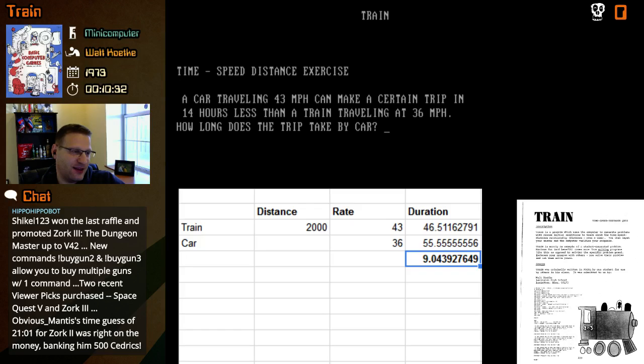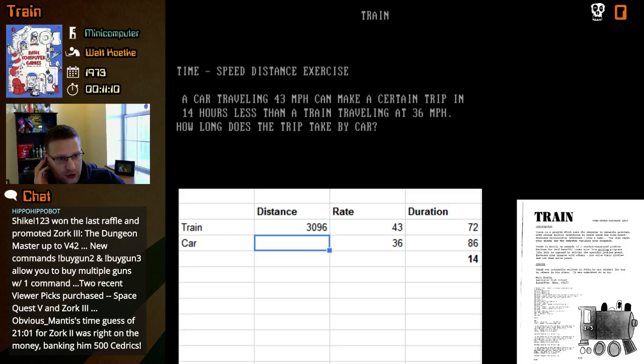All right, so if we want this to be 14, clearly the trip's got to be longer than 2,000 miles. If we just set it to 2,500, you can see it gets up to 11. Oops, 3,000 miles, it's 13. So it's a little bit, 13 and a half, 3,100, okay. A little bit less. I'm just feeling this out instead of actually solving this algebraically. 3,097. There we go. 3,096 miles is the total distance of the trip. And there you go. So it takes 72 hours for the trip by car, would be my response.